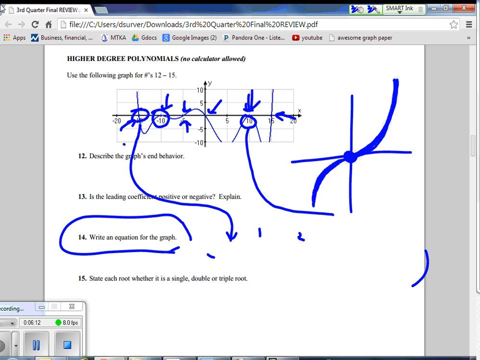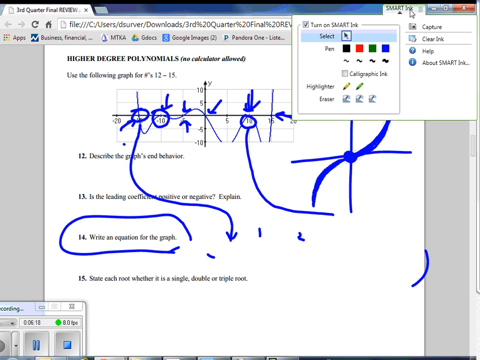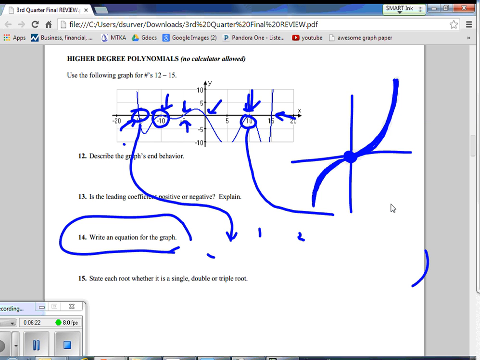Oh, I just lost my whole equation. Can I undo that? Let me see if it has that option up here. Nope, no undo option. I hope you were taking notes along the way.